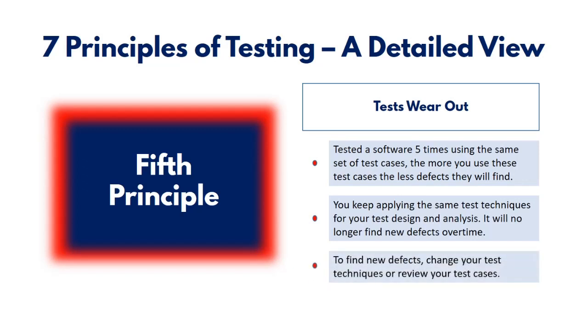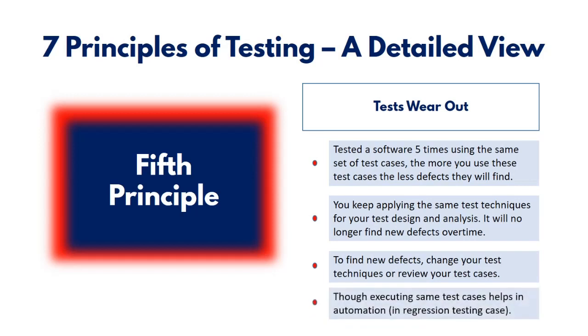So to find new defects, you need to change your test techniques or review your test cases. So in order to get new defects, what you have to do is to change your test techniques. And if you are not changing your test techniques, you may want to rewrite your test cases or generate new test cases in order to use them for the system execution, the test execution, right? So like this, you will be able to discover new bugs.